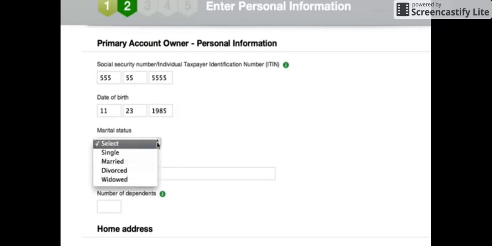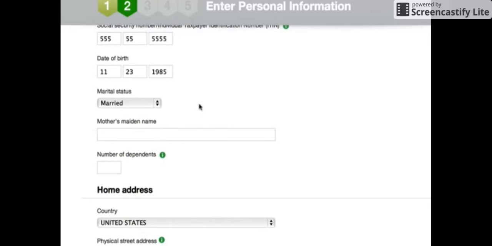And the marital status, I'm going to put married. I don't think that matters. Mother's maiden name, I'm going to put in some sort of name here. But I think I use my real mother's maiden name because that's a way to identify me over the phone. If I call and have questions, they may ask for my mother's maiden name, and I want to be able to answer that question. And then finally here, number of dependents.